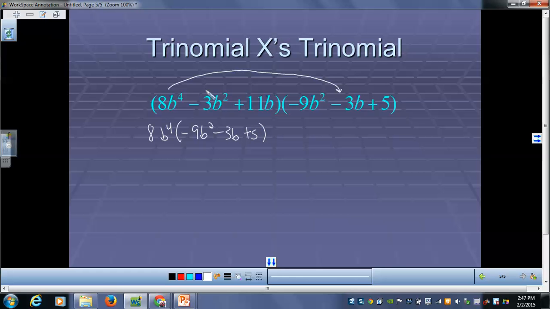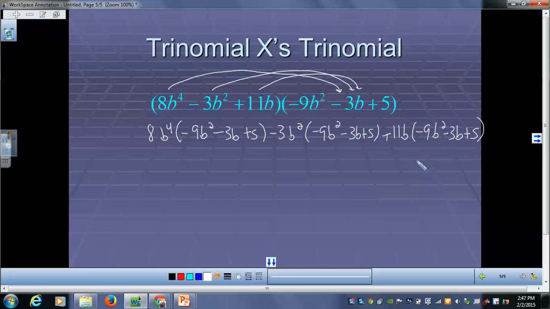And then I have to distribute this term times everything. So minus 3b squared times everything in this guy. And then I have to do 11b times everything in this parenthesis. All right, so you can see that it really becomes a lot of work here. Okay, so now once I do this, I just keep distributing.